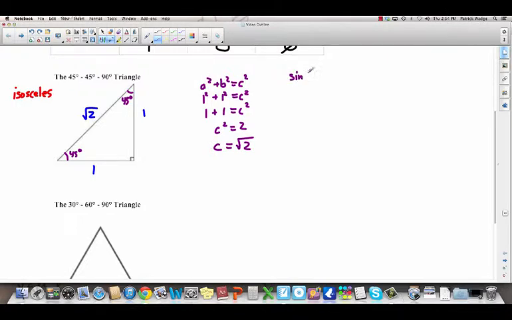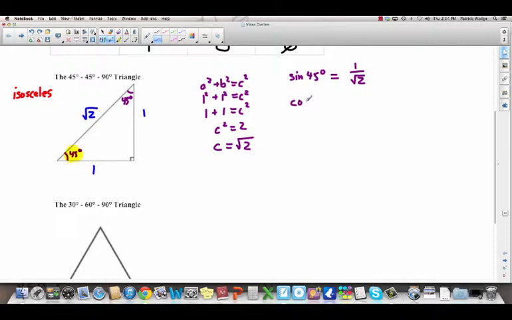Sine of 45 degrees. Choose one of these two angles. It doesn't matter which one you use. I'm going to use this one. Why not? If you want, use the one up here, but I'm going to use this one down here. If I want to know what sine 45 is, I know that sine means opposite over hypotenuse. What's opposite from here? 1. What's the hypotenuse? Root 2. So sine 45 equals 1 over root 2.